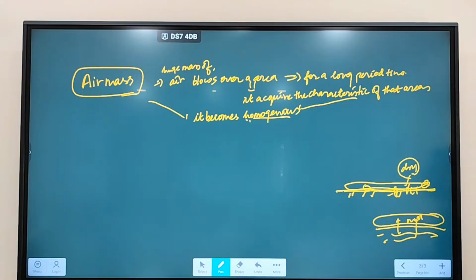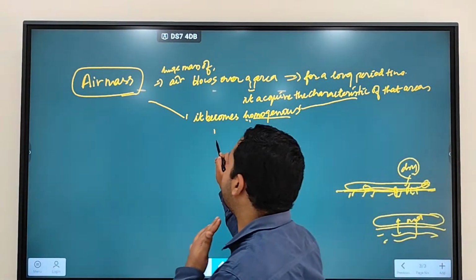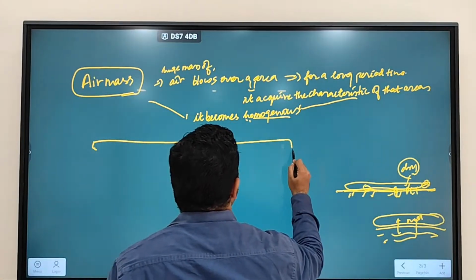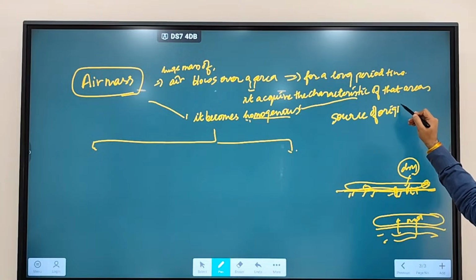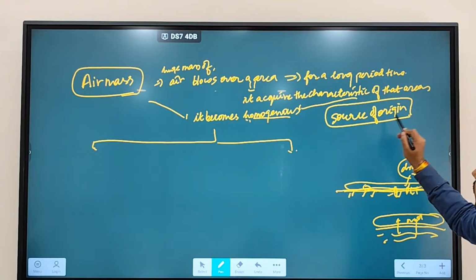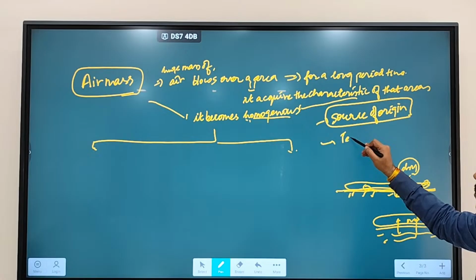Fine, any doubt? Now air mass is broadly classified based on their source of origin, where they are originating, or you can also classify based on temperature.